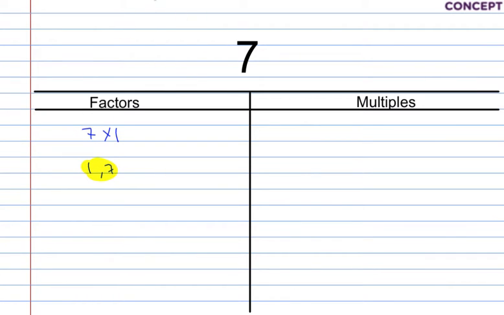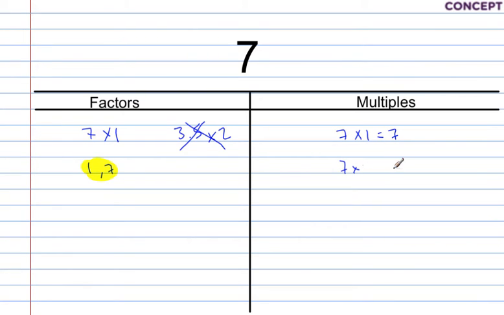Now, in case you did think 3.5 times 2, 3.5 is not a whole number and factors are always whole numbers. So we don't count 3.5 times 2 as factors. So the only factors are 1 and 7. And the multiples of 7 then are 7 times 1 is 7.